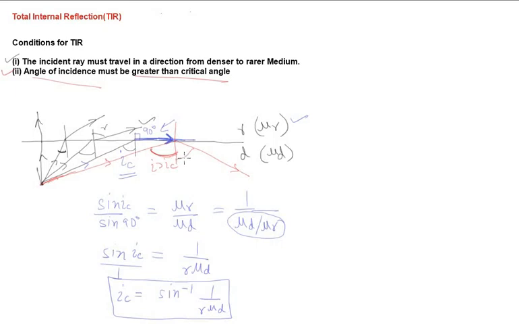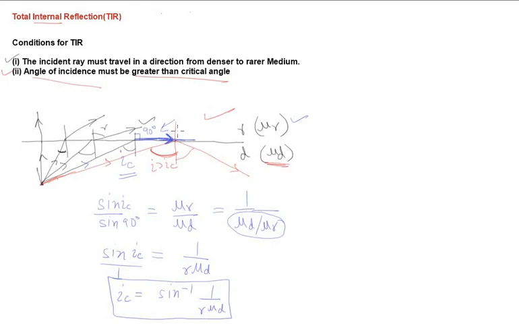So this phenomenon is similar to reflection, except that we are not using a mirror. It is just two transparent media, and light is going from one medium to another, but it is not entering the other medium. It is reflecting back into the same medium, which is the denser medium. That is why we use the term internal. Internal means on the same side as the incident ray it is reflecting back. It is not going into the other medium.